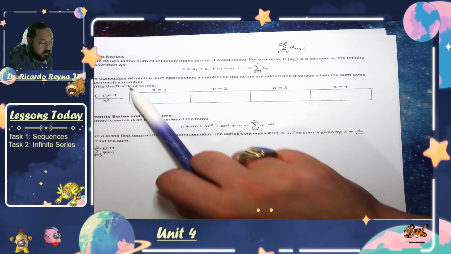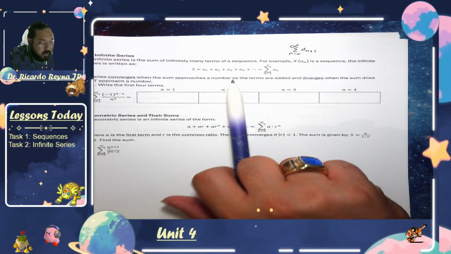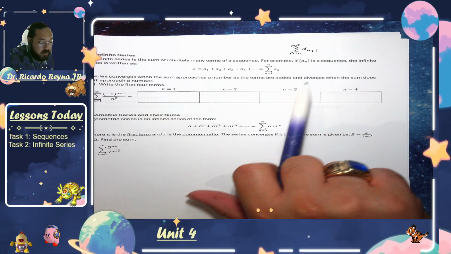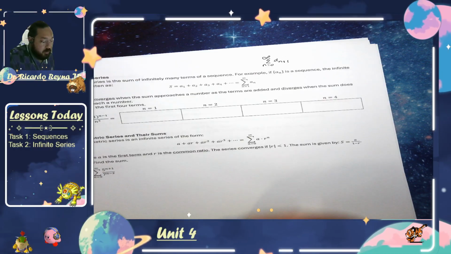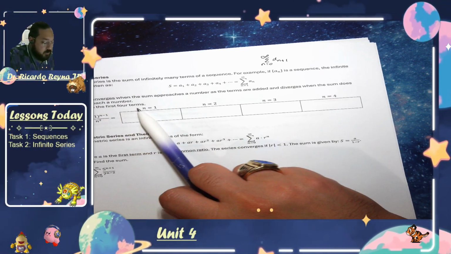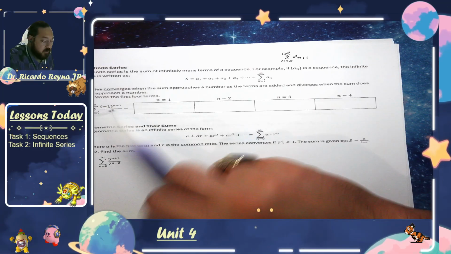Again, a series converges when the sum approaches a number as the terms are added, and diverges when the sum does not approach a number. So write the first 4 terms of this sequence defined here. We have the top and bottom.